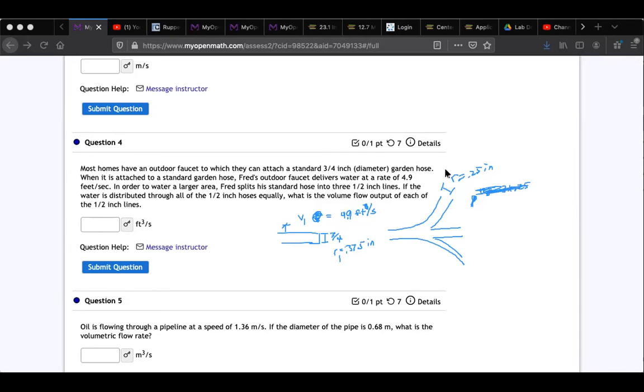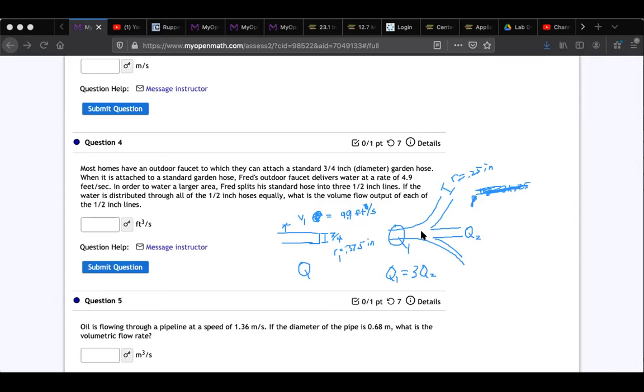We need to calculate the cross-sectional area of one of these hoses and multiply it by 3, essentially. So what are we going to use to figure this out? Well, we know that the flow rate coming into this junction has to equal the total flow rate here. So if we take the flow rate here, call this Q1 and call this Q2, for one of the hoses, that means that Q1 has to equal 3 times Q2.